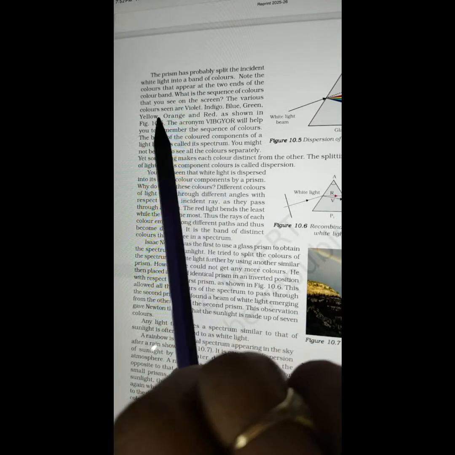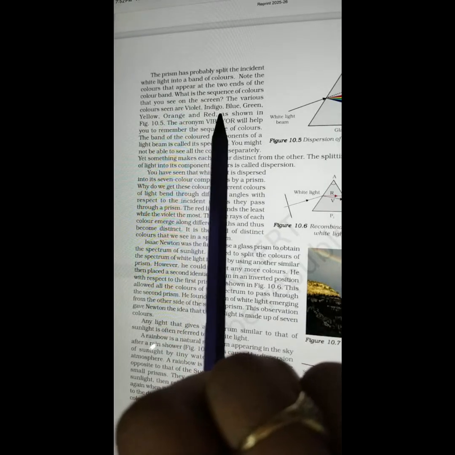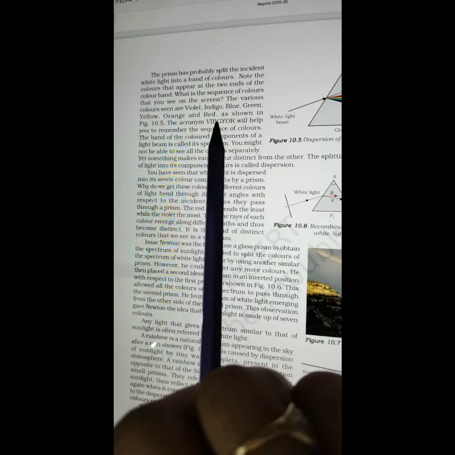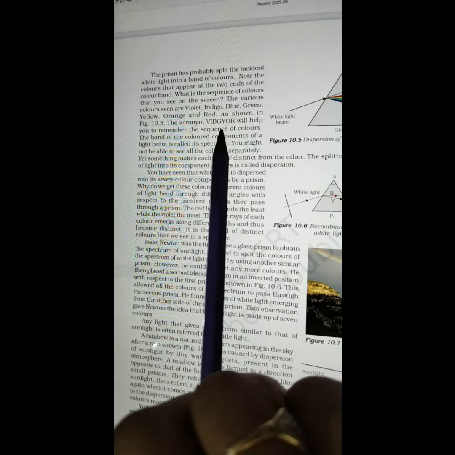Why does this happen? So here we will be giving the explanation. The prism has probably split the incident white light into a band of colors. Note the colors that appear at the two ends of the color band. What is the sequence of colors that you see on the screen? The various colors seen are violet, indigo, blue, green, yellow, orange, red, as shown in figure 10.5. The acronym VIBGYOR will help you to remember the sequence of colors.